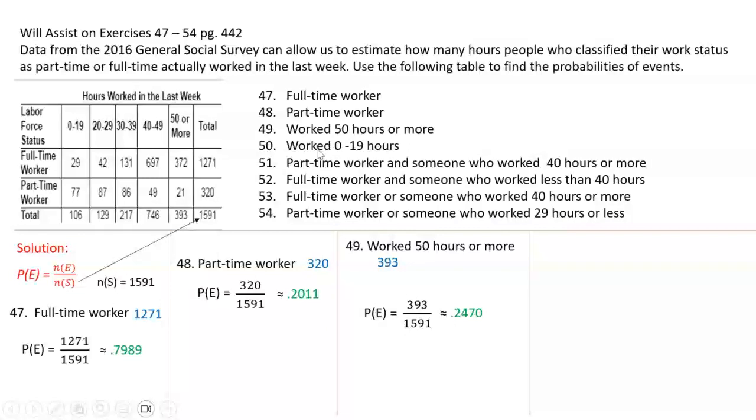Number 50. Work between 0 and 19 hours. So 0 to 19 hours is here on the first column. We go all the way down, and it'll be 106. 106 over the sample space gives us 106 over 5091, approximately 0.0666. That's your result.